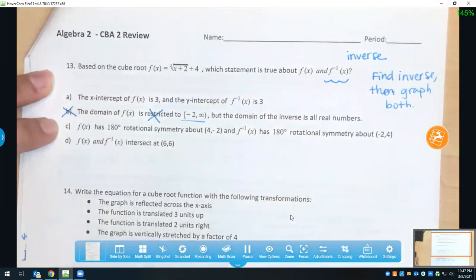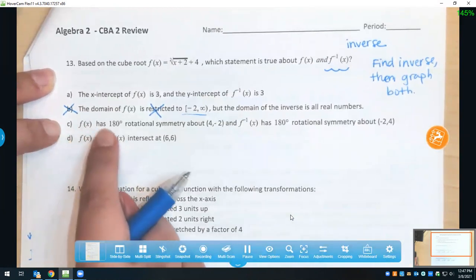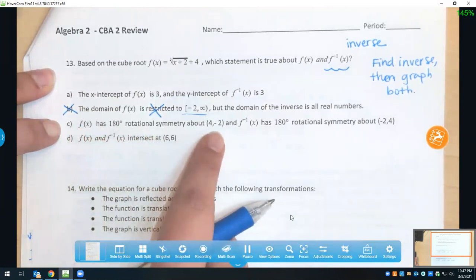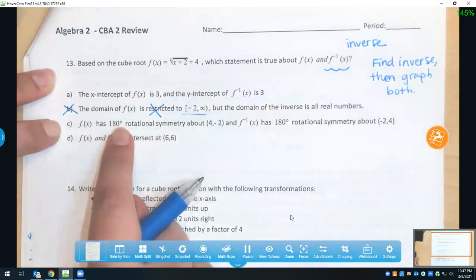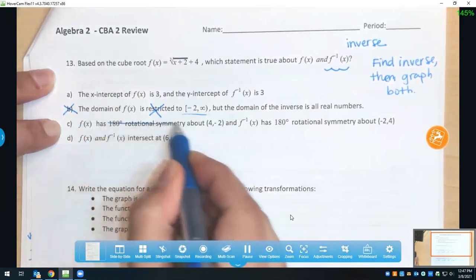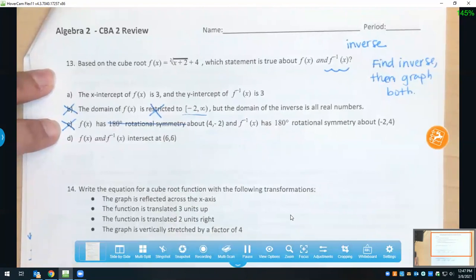So we know we can kick that out because that doesn't even make sense. F of x has a 180-degree rotational symmetry about this point. You could probably guess rotation and symmetry and 180 degrees, but I would also venture to say if we've never even said the words rotational symmetry in this class, that's not the answer.